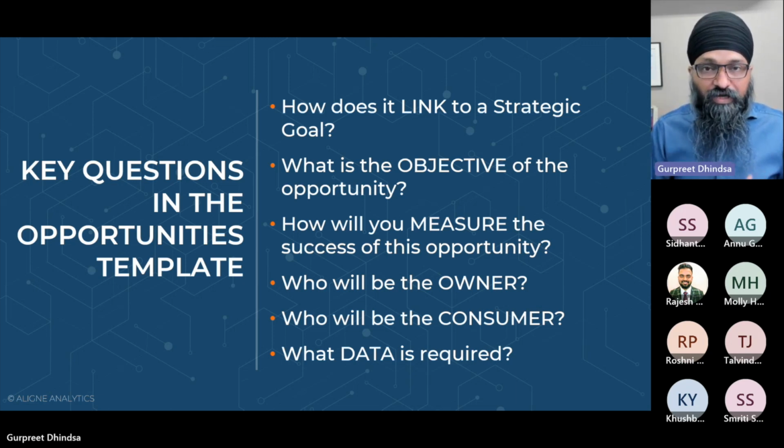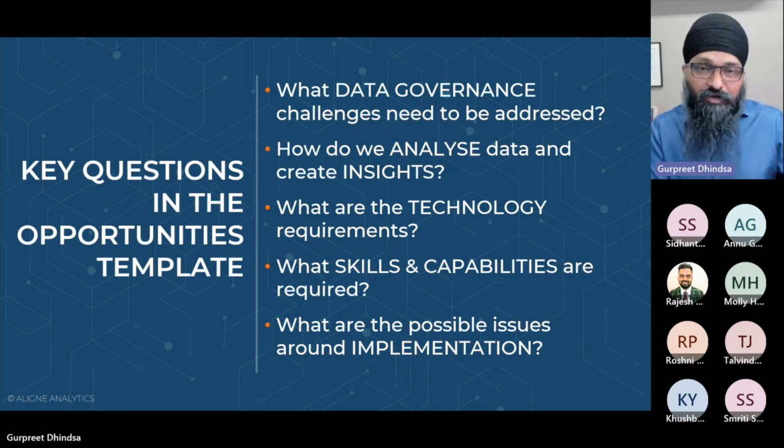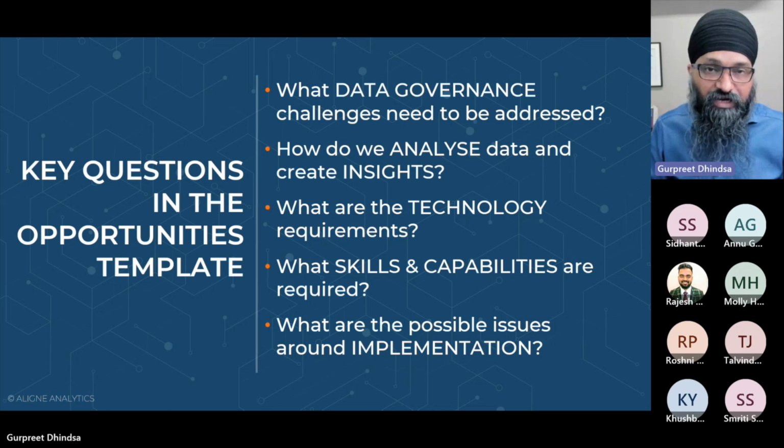Then we start looking at the data side of things. So we looked at the strategy, then we looked at the people side of things, who's the owner, who's the consumer. Now we look at the data side of things. What data is required in order to deliver those insights? So you identify the data sources, all those things. Also, you ask the question, is this data already available, or is this something we have to create a process to start generating? Sometimes the data may not be available as well.